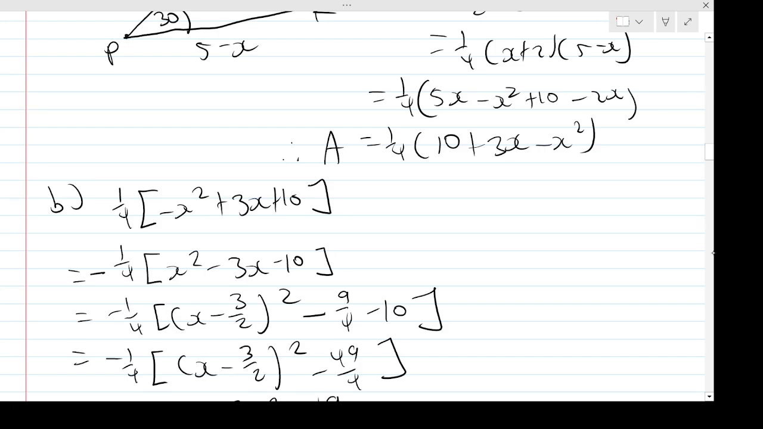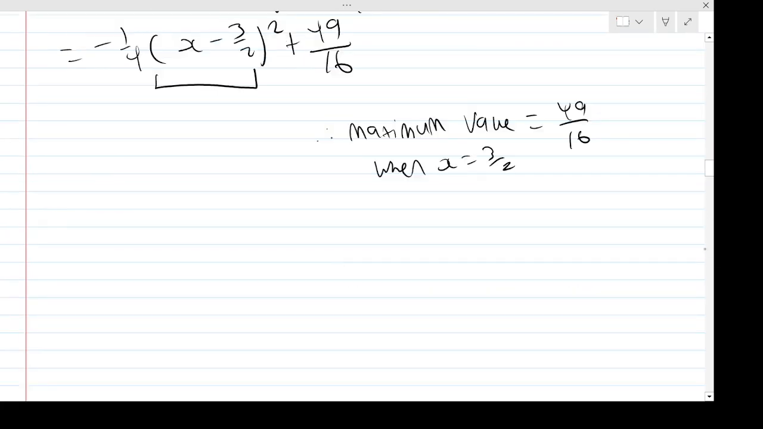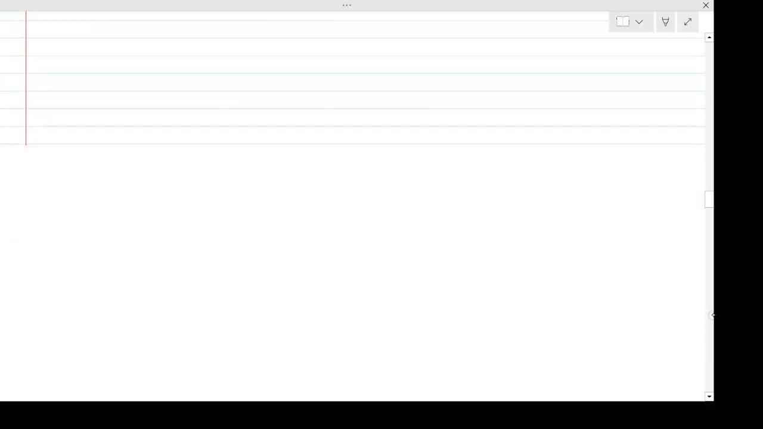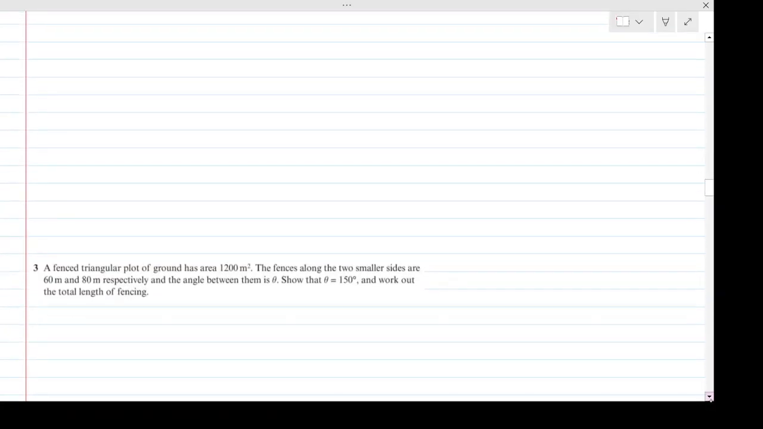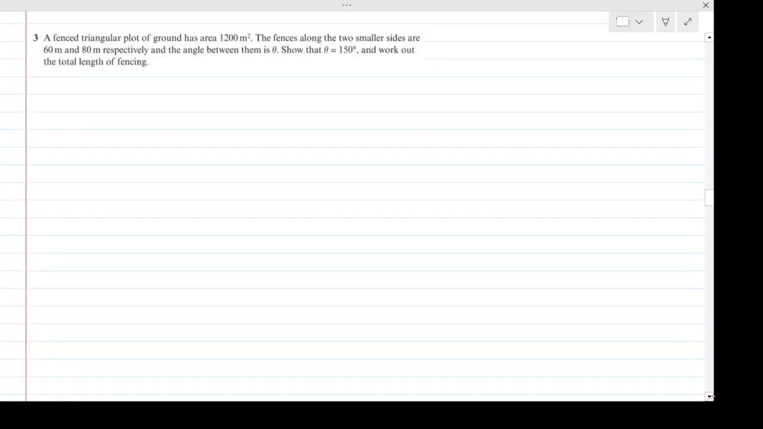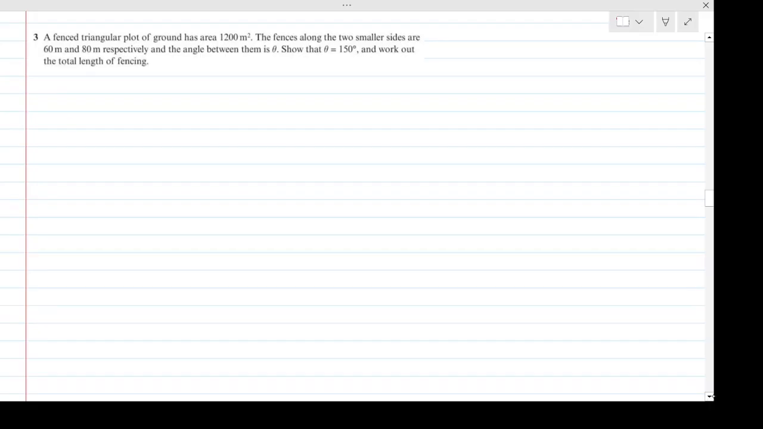So yeah, okay, let's have a look at another question. This one. We are told a fenced triangular plot of ground has area 1,200 metres squared. The fences along two smaller sides are 60 metres and 80 metres respectively, and the angle between them is theta. Show that theta is 150 and work out the total length of fencing.